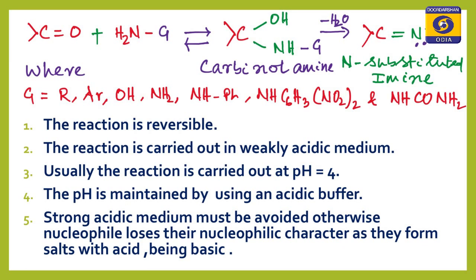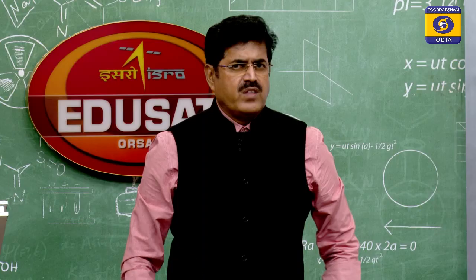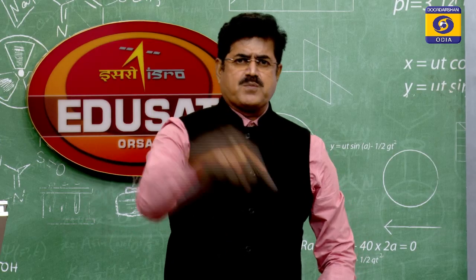By using this acidic buffer, we can maintain the pH. Now, why should a strong acidic medium be avoided? Because if the pH is too low, lesser than 3, then it is a strongly acidic medium. In strongly acidic medium, the nucleophile, which is ammonia and its derivatives, loses its nucleophilic character. No addition reaction, the rate of reaction is too slow. That is why strongly acidic medium must be avoided.